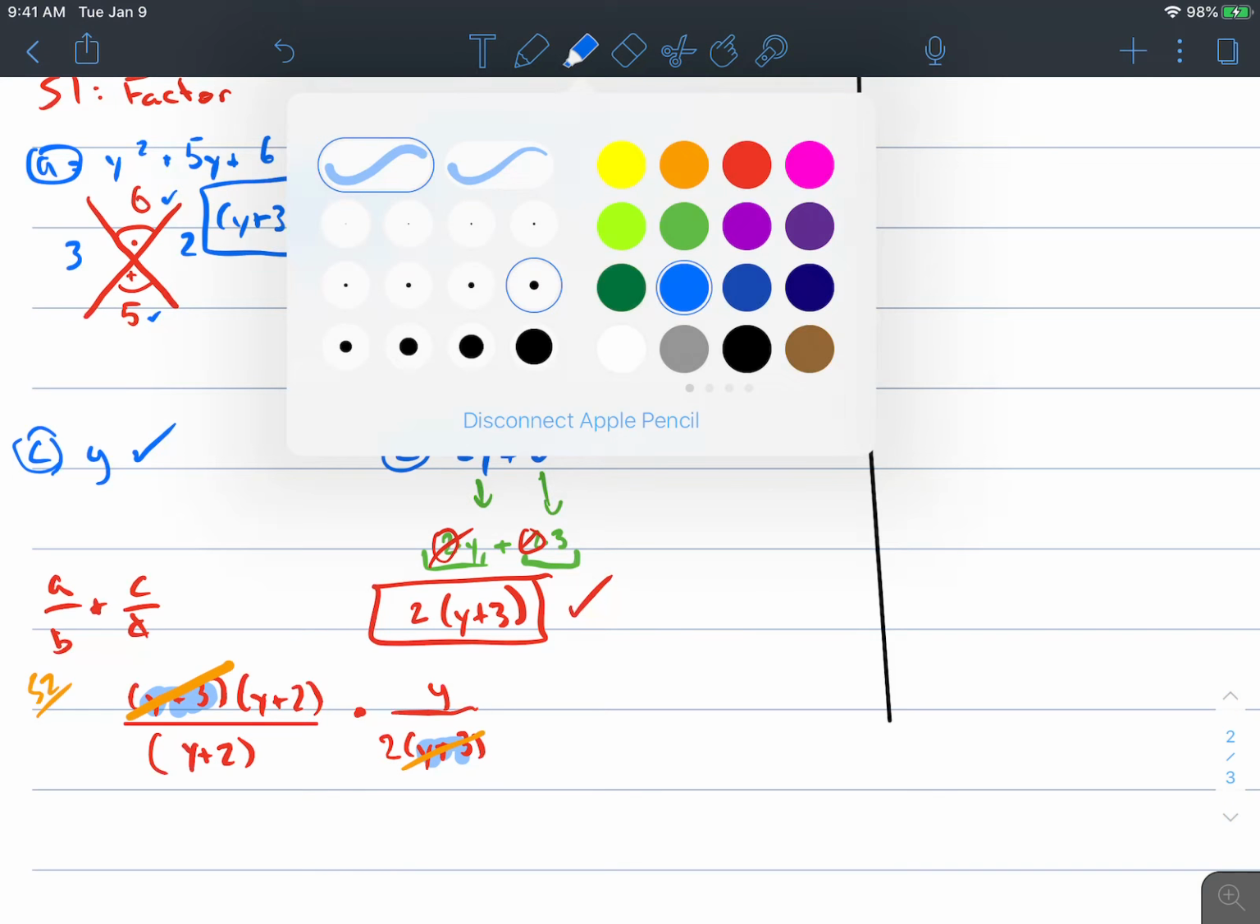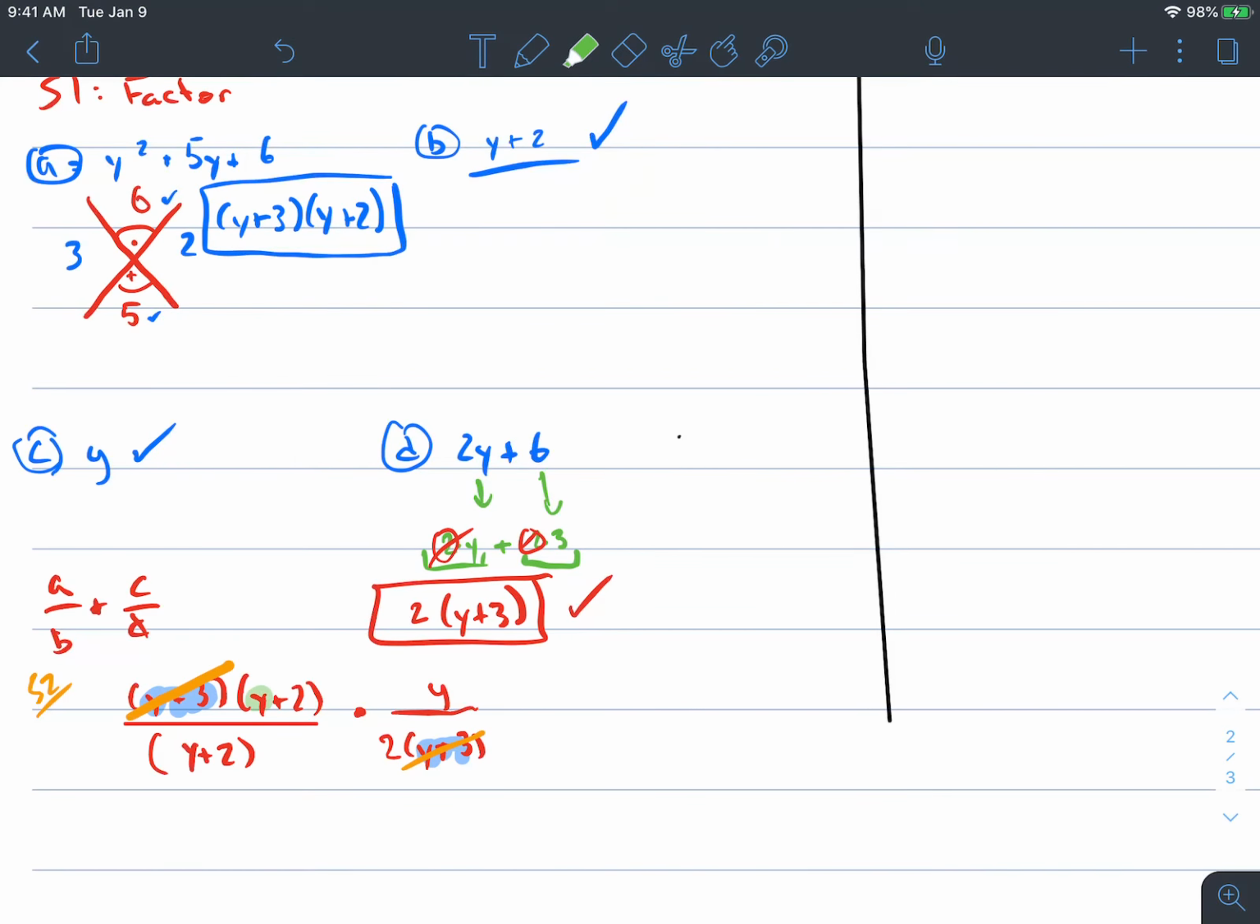And then if you'll notice, we have a y plus 2 here and a y plus 2 here. So we can also cancel those out. Alright, and then we simplified as much as we can. That's all we can cancel out. So all we're left with is y over 2 as our final answer.